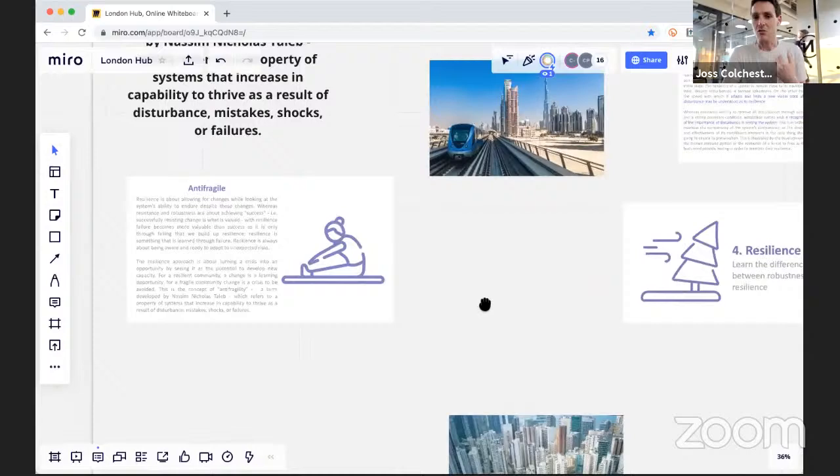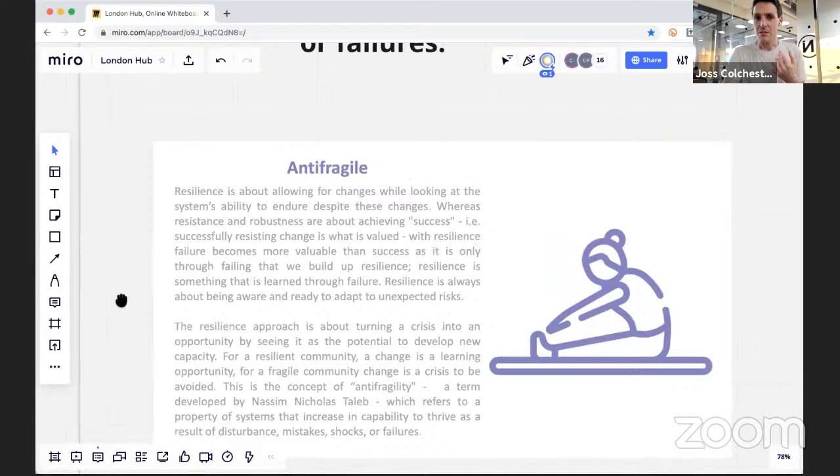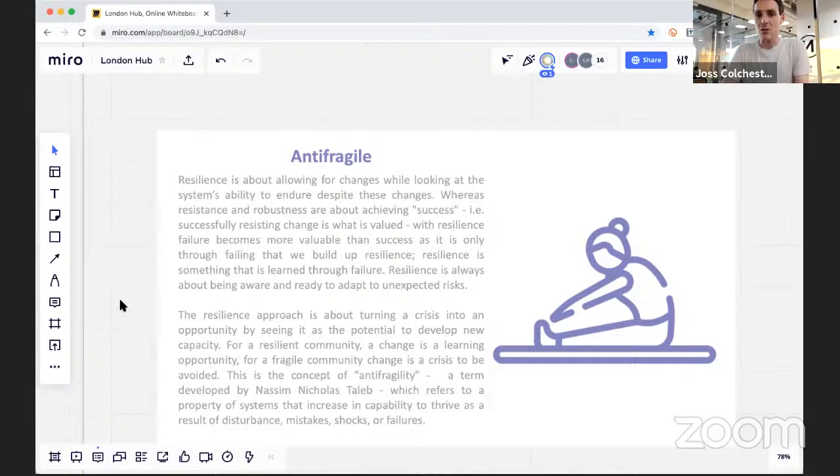So this is it. Resilience is about allowing the changes whilst looking at the system's ability to endure despite those changes. Whereas resistance and robustness are about achieving success. With resilience, failure becomes more valuable than success, as it's only through failure that we build up resilience.